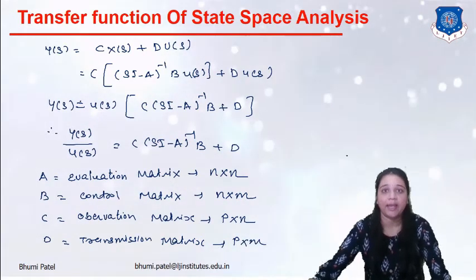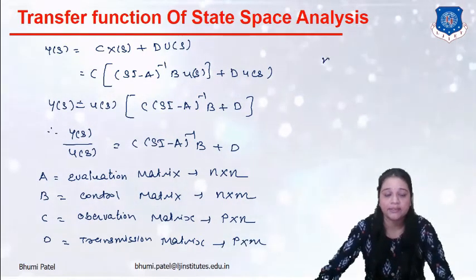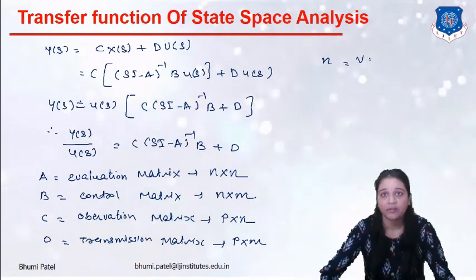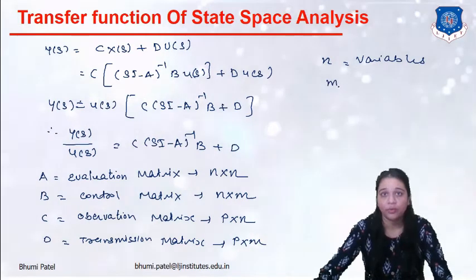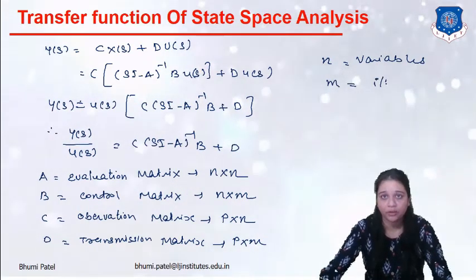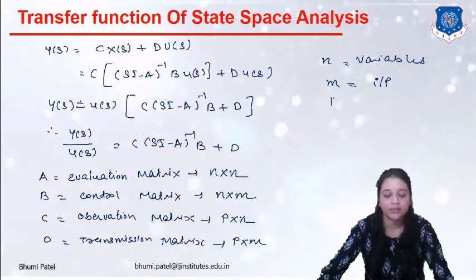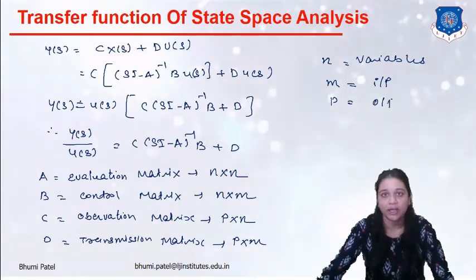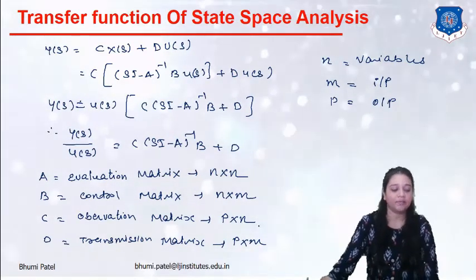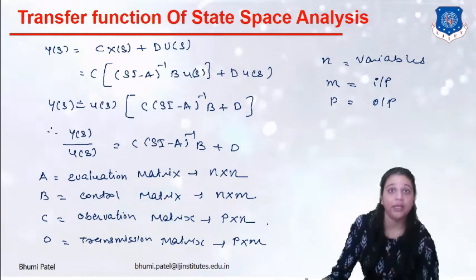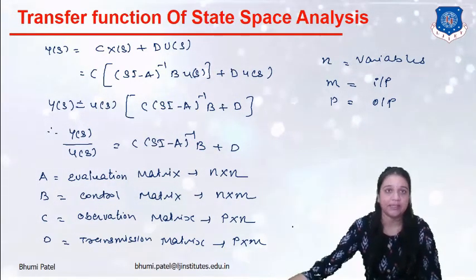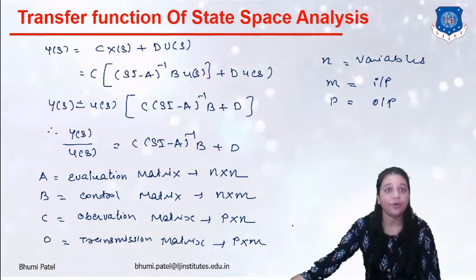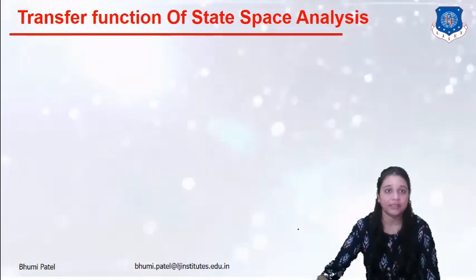Now what are N, M and P? N is equal to our state variables, M is equal to our state input, and P is equal to our state output. So using this equation we have to find the transfer function of the different state space analysis. Now we have to draw the block diagram using this equation.